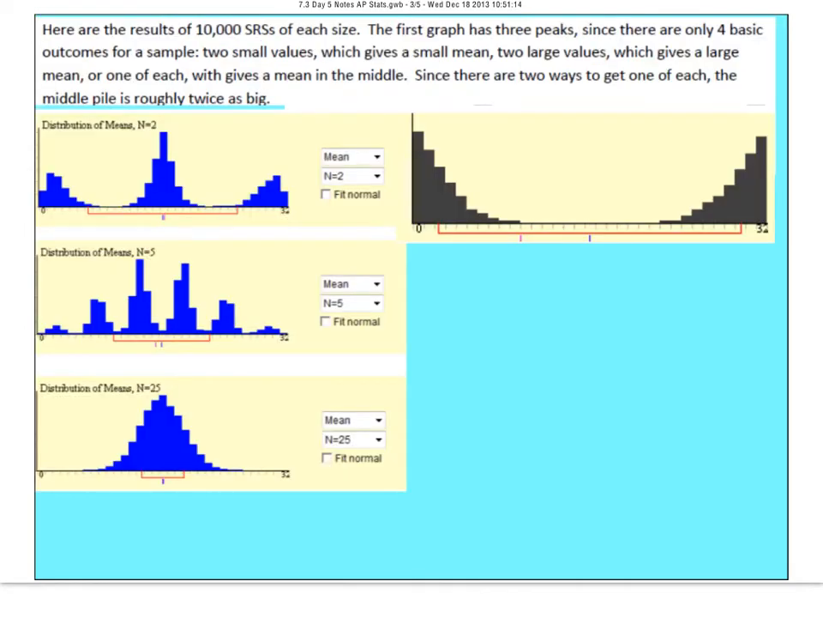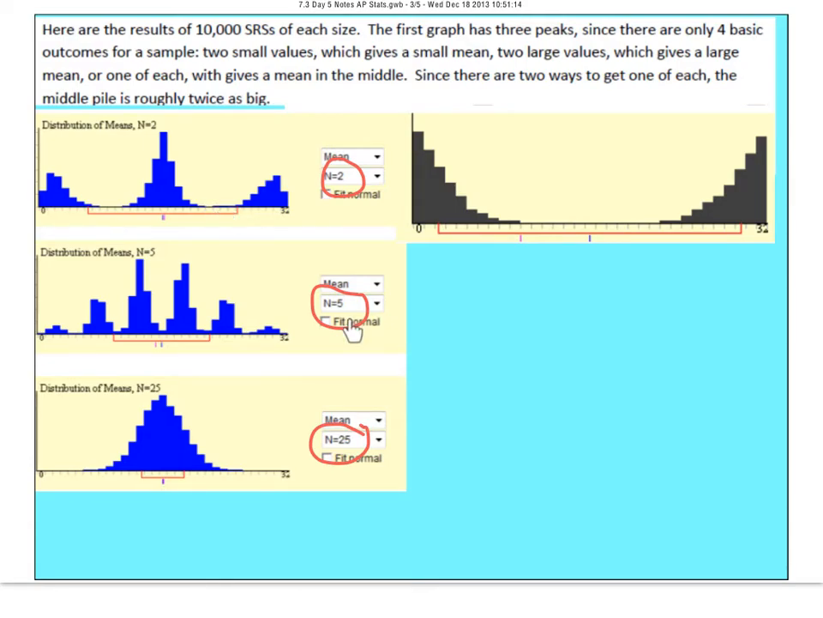Let me show you with an even more odd population. Here we have a very weird looking population. It's not skewed right or skewed left, it's just distributed very oddly. What they're going to do here is take 10,000 samples of various sizes. Here they took size 2, size 5, and then size 25. Notice that because it's such a bizarre population, with a sample of 2 it still looks bizarre. This is definitely not considered approximately normal.